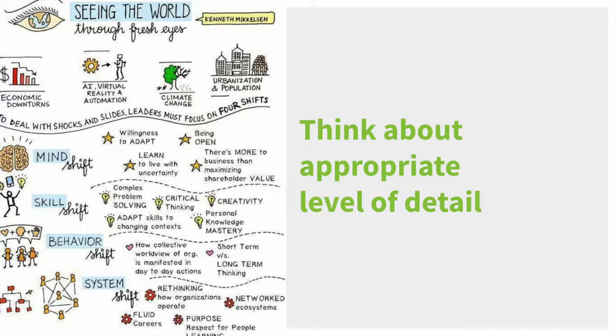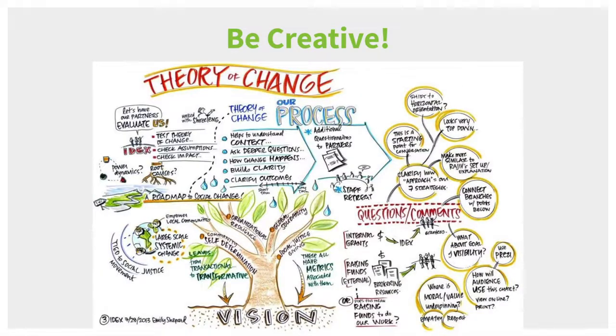In my interpretation of this model, the part that says to deal with shocks and slides, leaders must focus on 4 shifts is basically the core strategy informed by their assumptions. Then that strategy is broken down into the 4 shifts, and each shift has some results, or in this case, they are kind of indicators that tell us what the shift would look like. Also notice that they've incorporated some elements of a problem statement at the top, with economic downturns, climate change, etc. The only thing that is missing from this model is a larger results statement that tells us why this change is important. Finally, be creative.